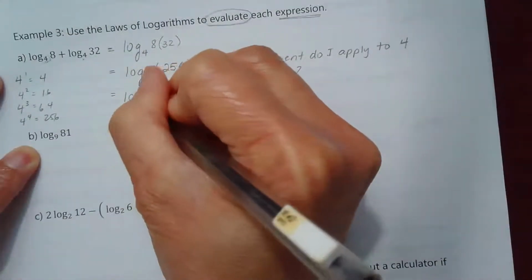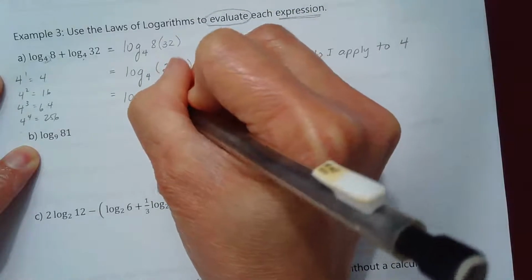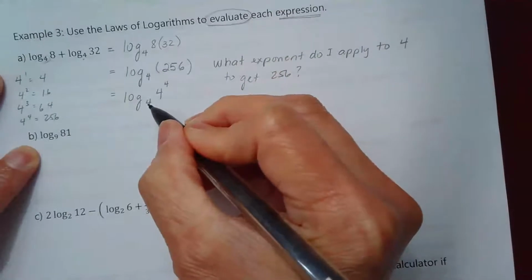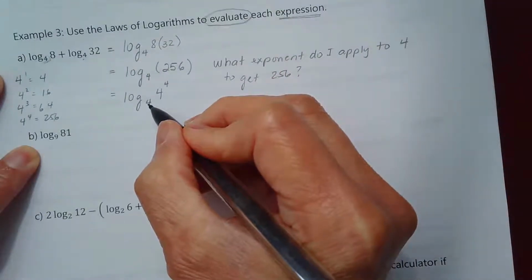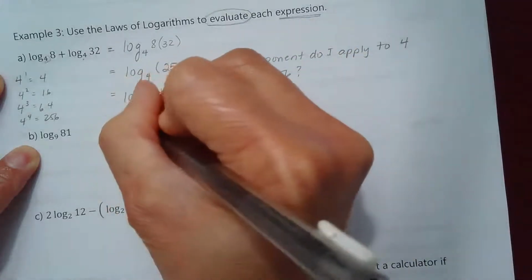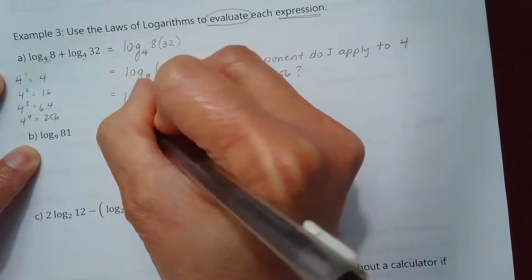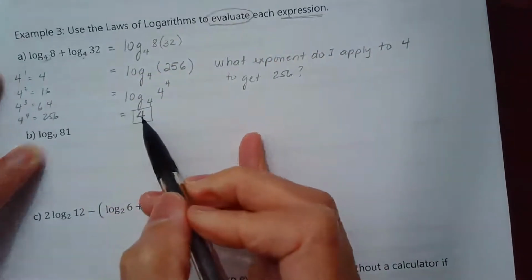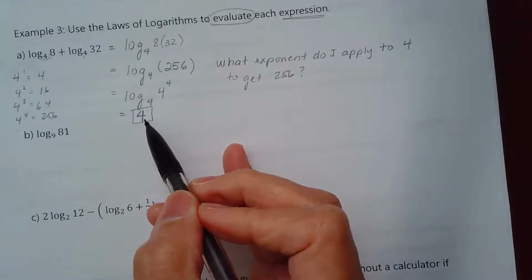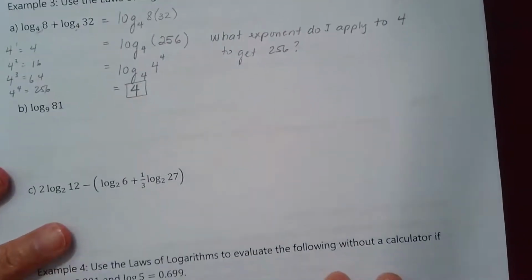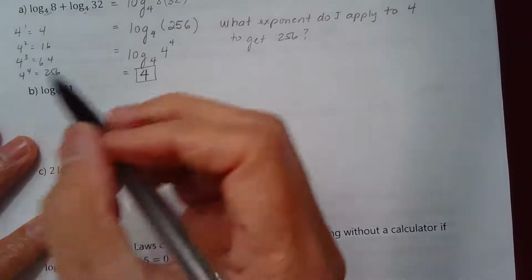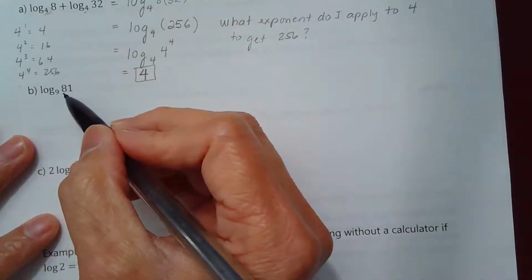So I can just go here. Log of 256, I can write it as 4 to the 4. So what exponent do I need to apply to 4 to get 256? Well, 4 to the 4th is 256, so the answer is 4. So we were able to figure that out. It's exactly 4 using our laws of logarithm.